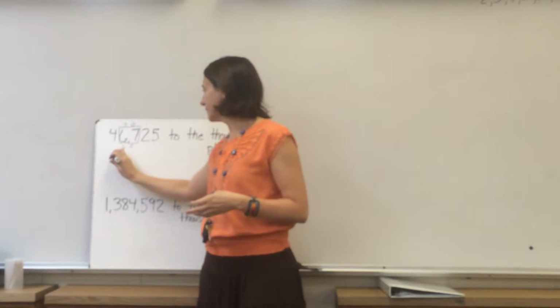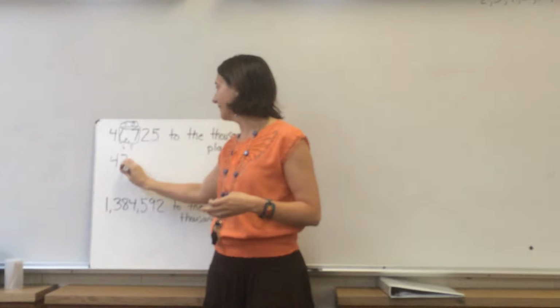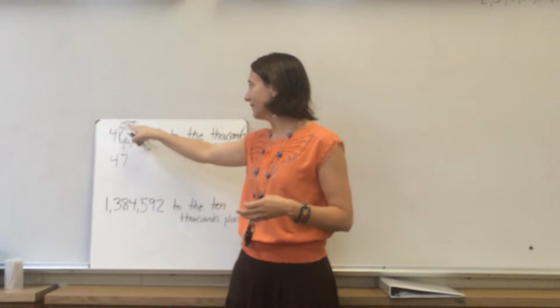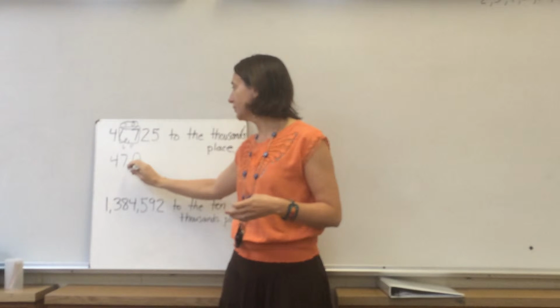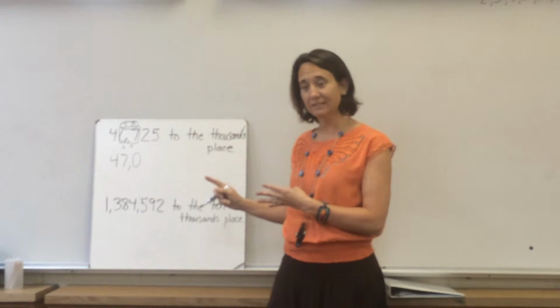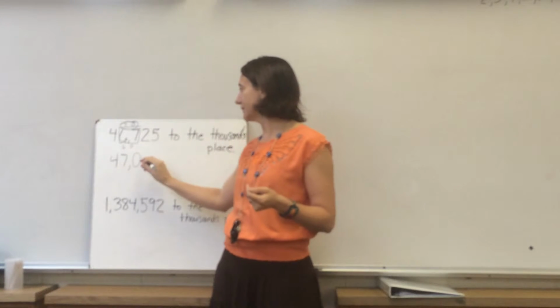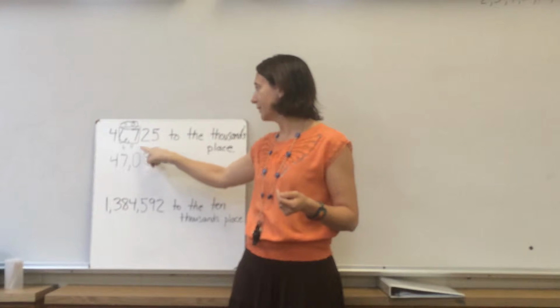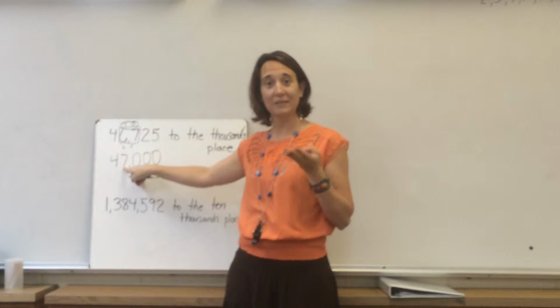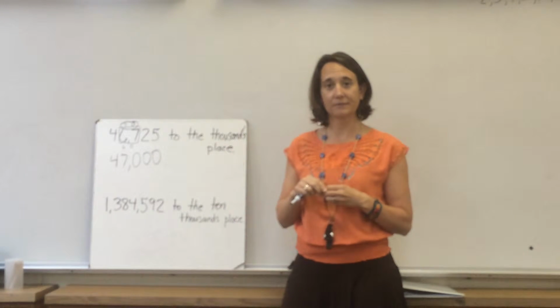So this 4 stays the same. This is going to become a 7. And everything after that 7, all these things are going to become zeros. Because remember, our two choices were 46,000, because we're rounding it to the thousands place, or 47,000. We chose 47,000. So everything else becomes zeros. 5 becomes a 0, the 2 becomes a 0, the 7 becomes a 0, because we stopped this number at the thousands place. Everything after that would become zeros.